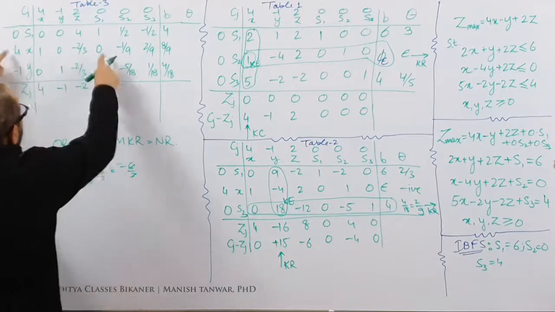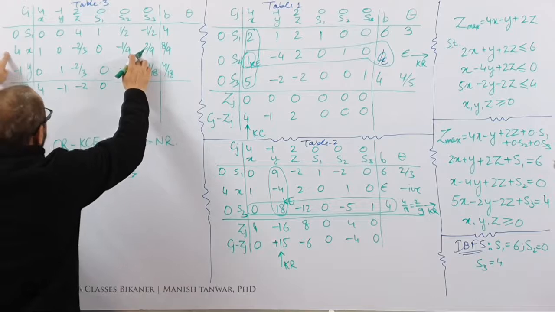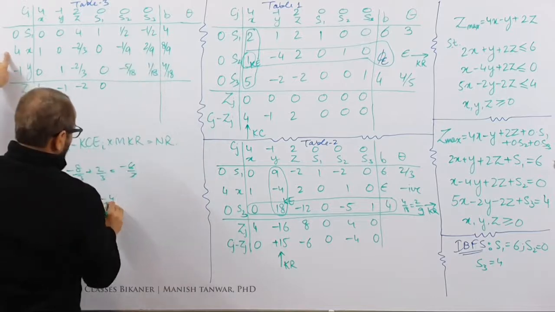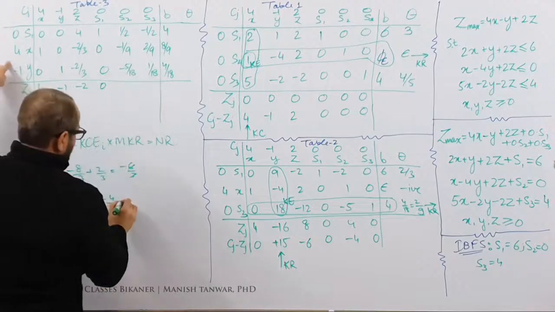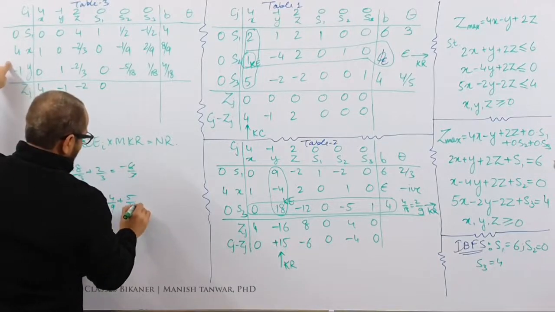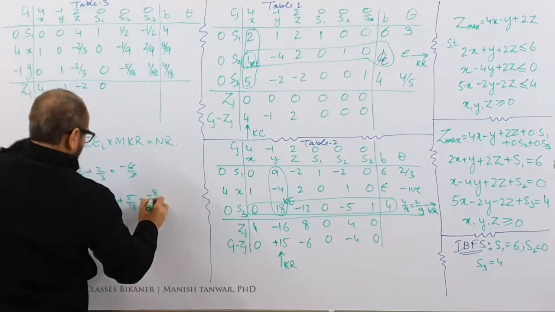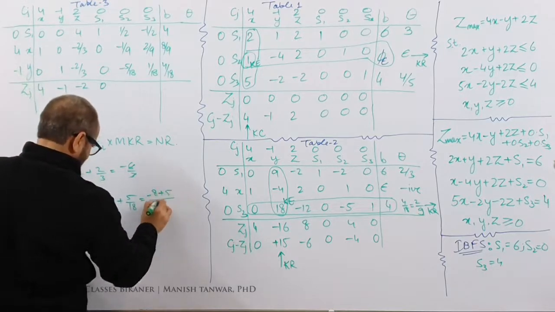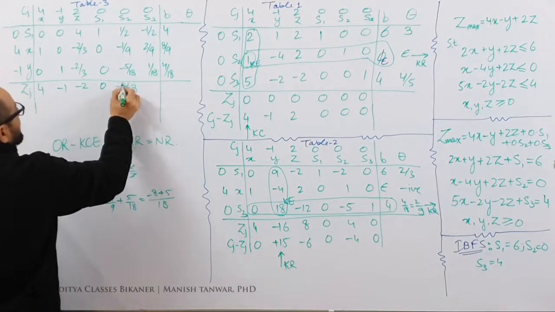Then 4 multiplied by 0, minus 1 multiplied by 0. This will be minus 4 by 9, and plus 5 by 18. Or we can say minus 8 plus 5 by 18, making it minus 3 by 18.